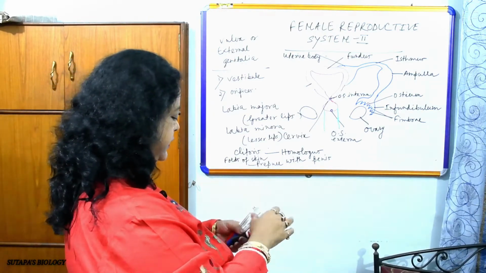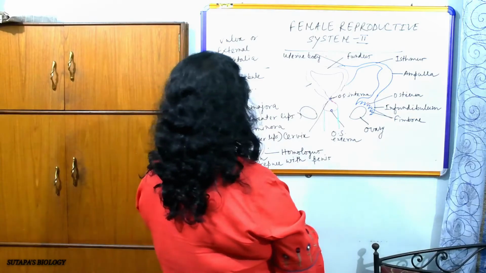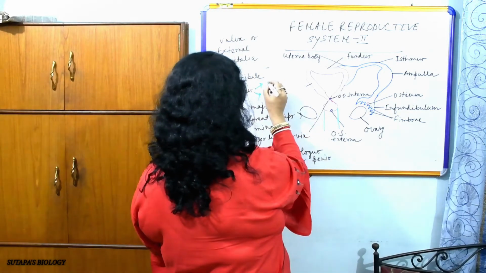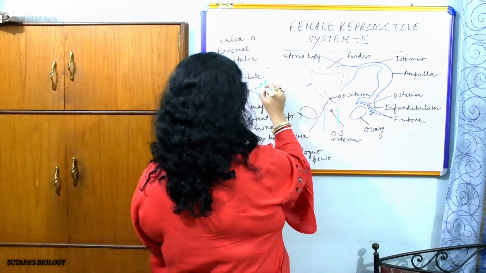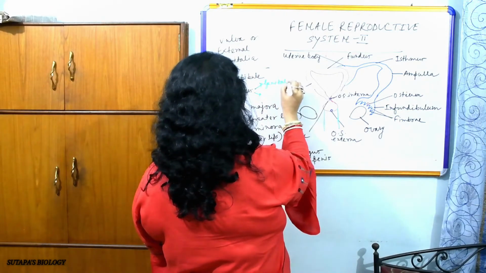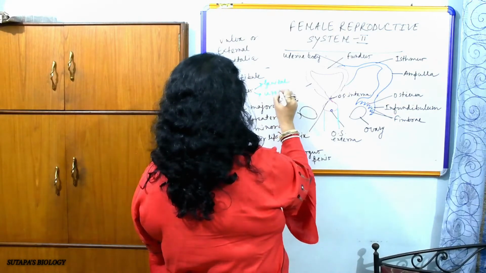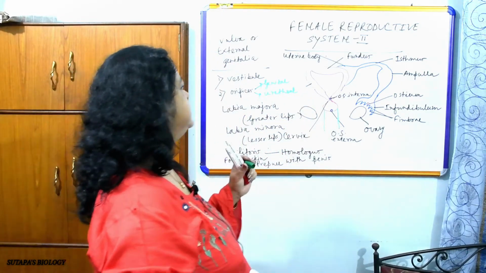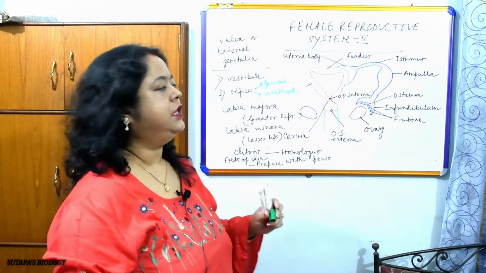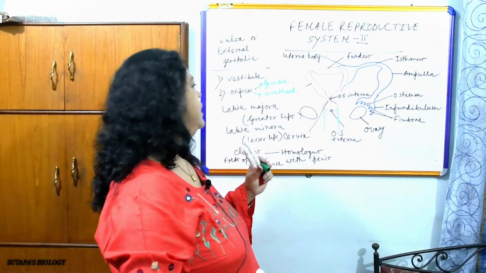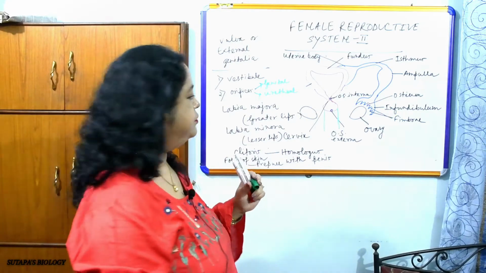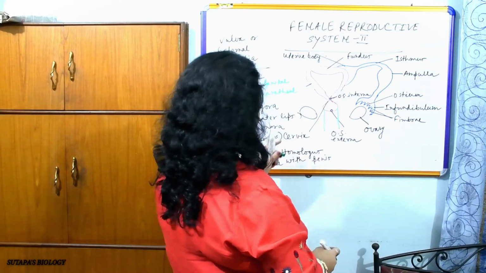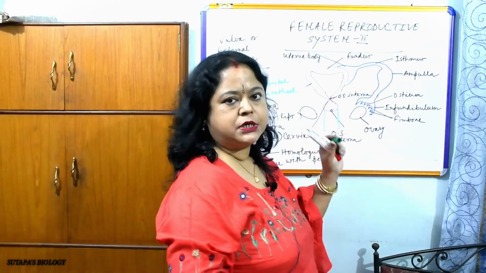And another thing is that two orifices are there. In case of female, they have a genital orifice and a urethral orifice. So one is for genital and the other for urethral. In male, both the connections are the same, but in case of female, genital and urinary apertures are different. So it has two orifices. So this is about the duct system of the female reproductive system.